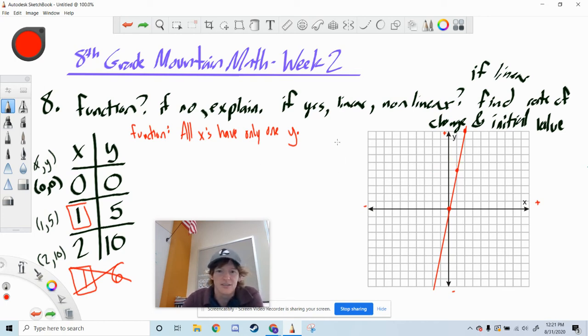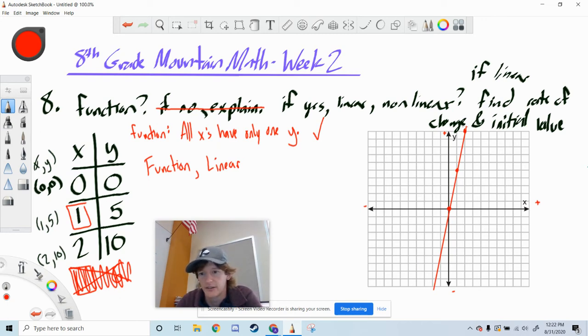However, for this example, that doesn't exist. All of our x's do only have 1 y. So this is true. This is a function. So when it says if no, explain, we don't need to on this one. But if yes, we need to decide, is it linear or nonlinear? Linear means it's a line. Nonlinear means it's not a line. So this is a function. This is linear. We can see that it is a straight line when we connect these points.